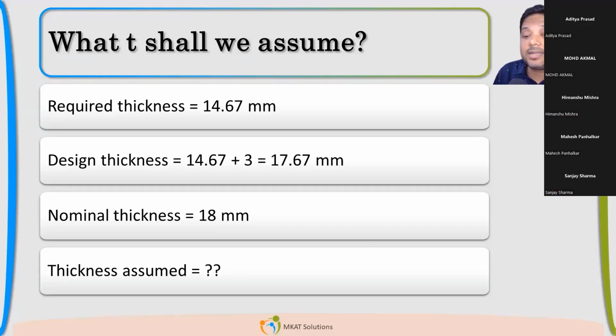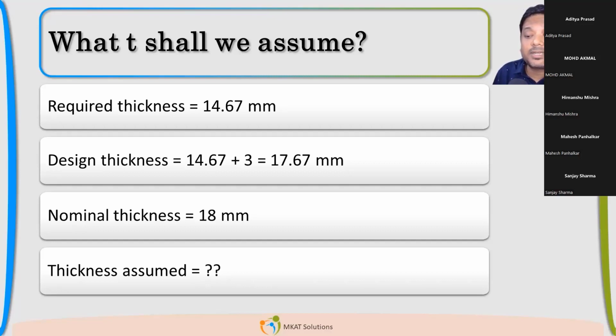Guys, please also understand the different terminology which we use in the code and in normal language as a static equipment design engineer: required thickness, design thickness, nominal thickness. Many times we get confused with these terms, so please note it down. Required thickness 14.67, design thickness 14.67 plus 3 mm, which is 17.67 mm.